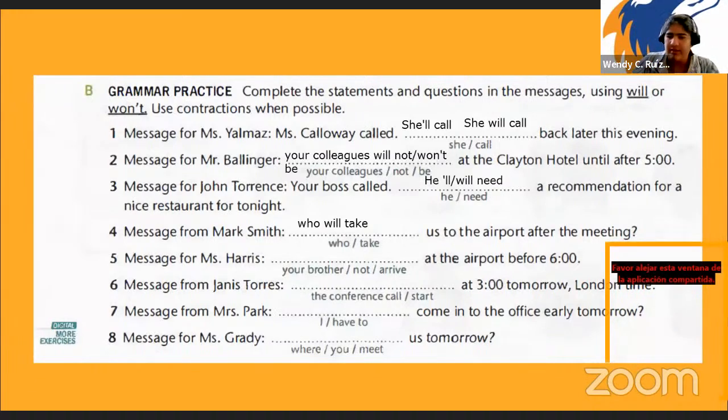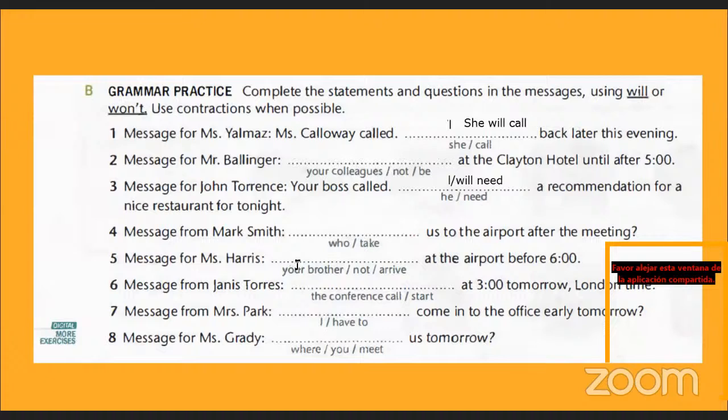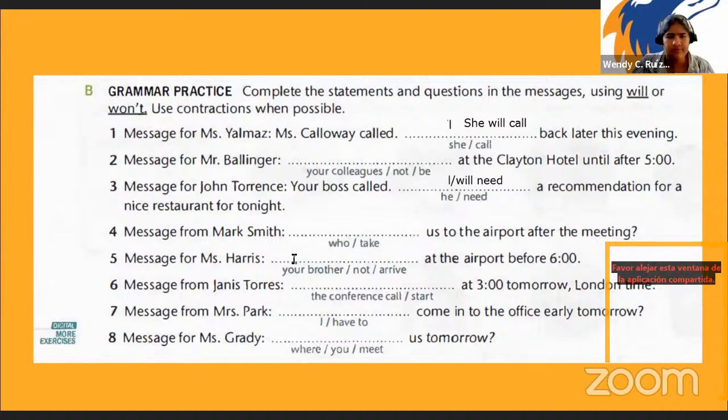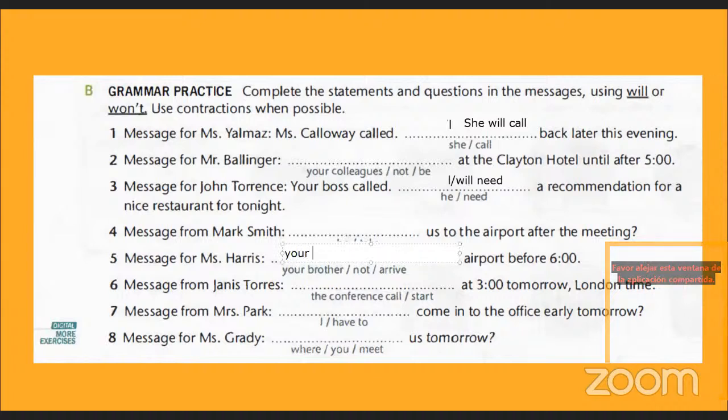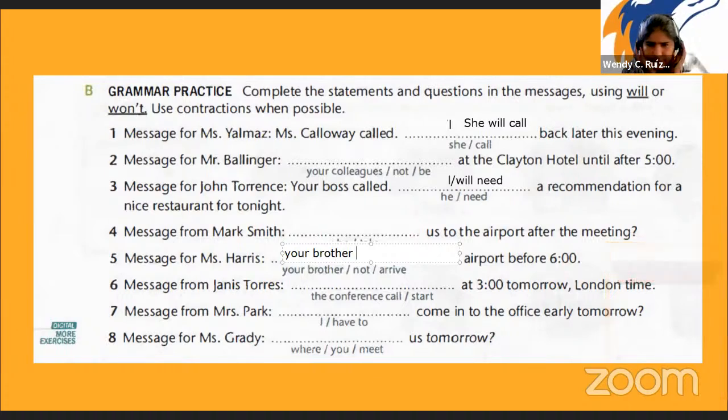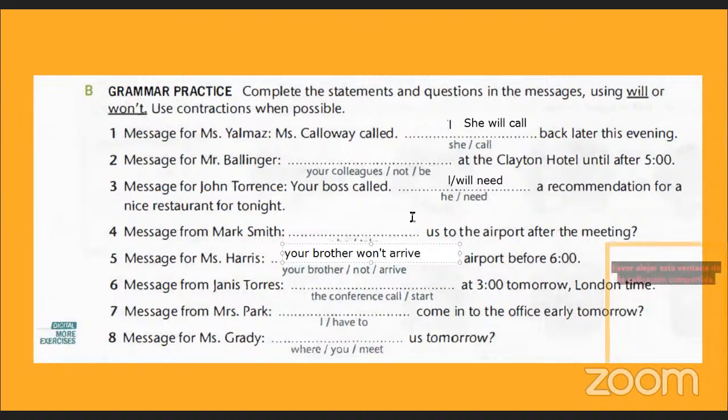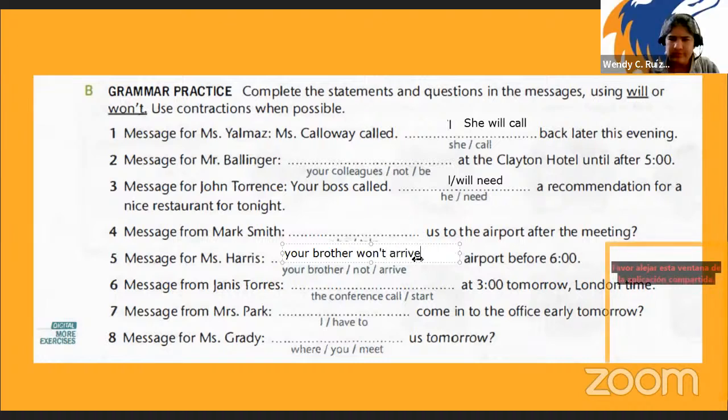Number 5. Let's see. Catherine. Your brother. Your brother what? Won't arrive at the airport before 6. Es correcto. Your brother won't arrive at the airport before 6. No va a llegar al aeropuerto antes de las 6. Correcto.